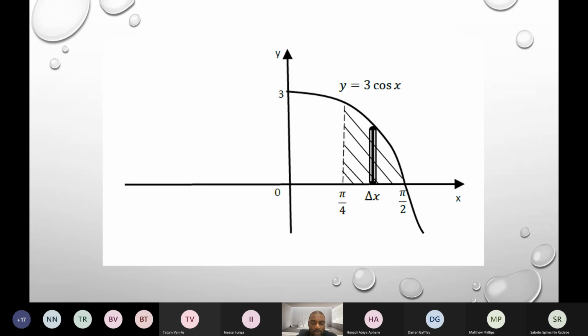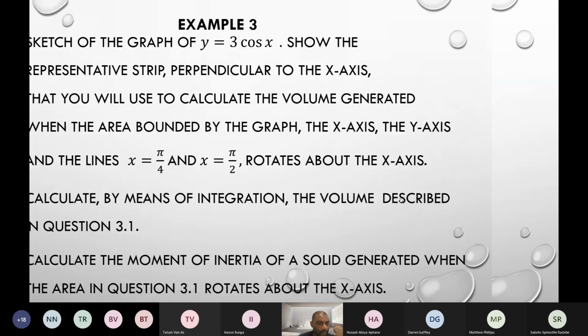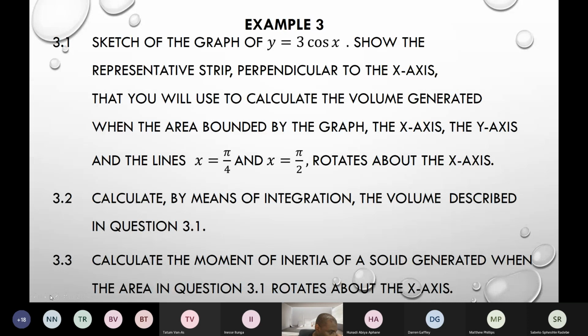The first thing is just to sketch the graph. So this is a cos x graph. You can see it says y equals 3 cos x, so the amplitude is 3. And then if you look here, the x intercept is pi over 2. If you look at the question, they gave us a range, between pi over 4 and pi over 2.